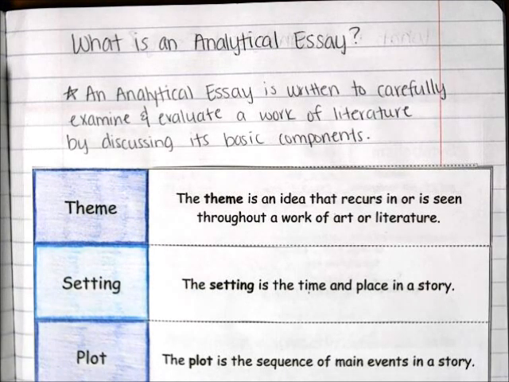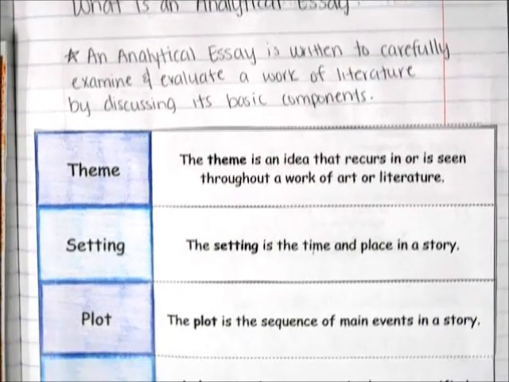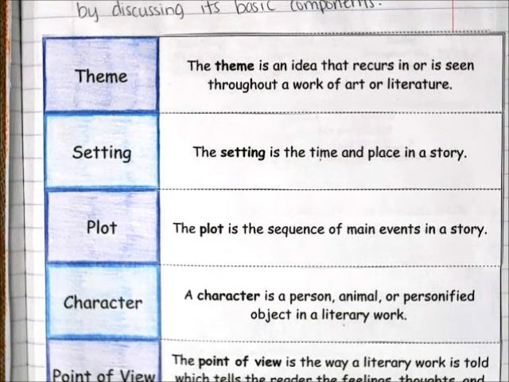So the next page, this is page number 2, you're going to title it, What is an Analytical Essay? So an analytical essay is written to carefully examine and evaluate a work of literature by discussing its basic components. So you're looking at basically what are the components that make that piece of literature.